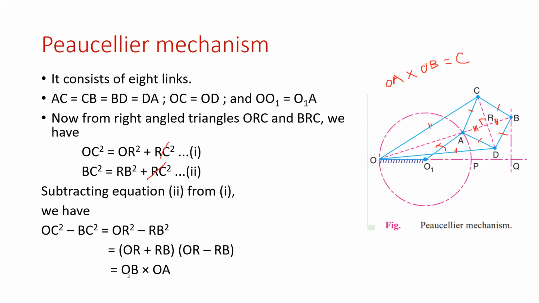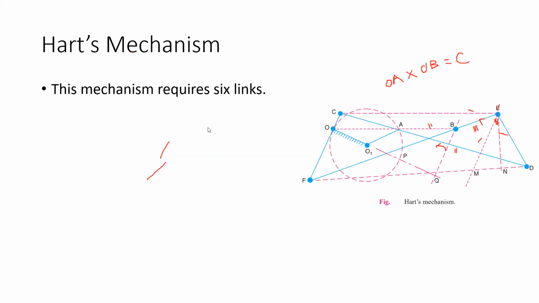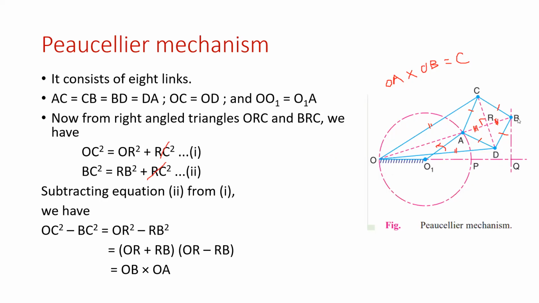Okay, in order to prove that, you can see this is the right hand side. On the left hand side, there is OC square minus BC square. So what are OC and BC? OC is a link, so the link length will not change. It is constant. BC is also a link length, so it is also constant. So the subtraction of two constants will be constant. So on the left hand side there is a constant, and on the right hand side there is the product of OB into OA. So you can say that point B is moving in a straight line.